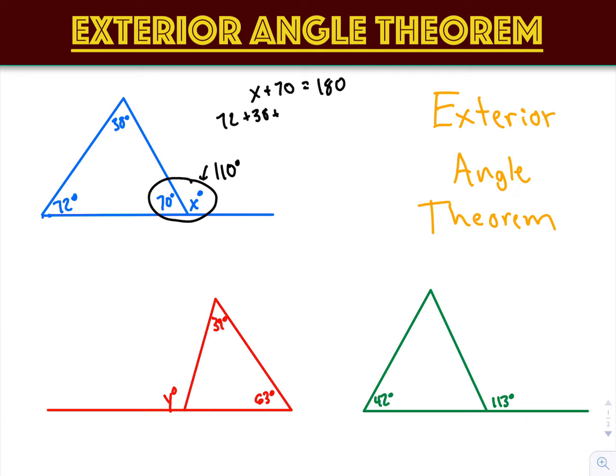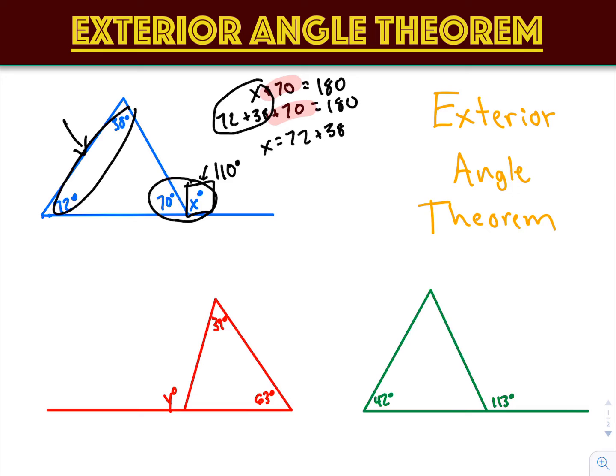Now, what I want you to think about is that if x plus 70 equals 180, and 72 plus 38 plus 70 equals 180, then what must follow is that x equals 72 plus 38. And what this means is that our outside angle here, this is called our exterior angle, always equals the two interior angles.